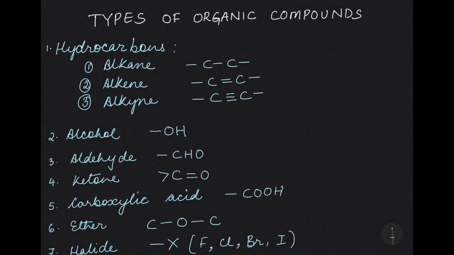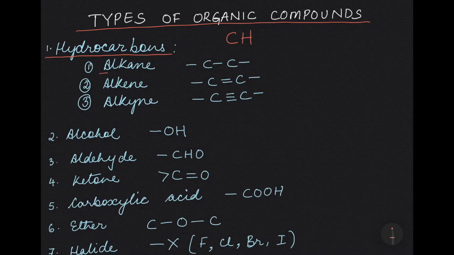Now to continue with organic chemistry, today I'm going to talk about the different types of organic compounds. When we talk about organic compounds, we are actually talking about hydrocarbons and their derivatives. You know hydrocarbons are compounds made up of carbon and hydrogen which come together. Under hydrocarbons there are three types.